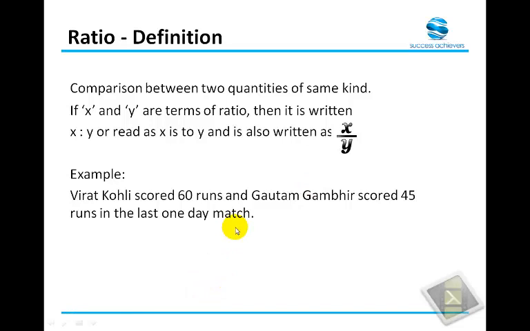So for example, if you have a statement which says Virat Kohli scored 60 runs and Gautam Gambhir scored 45 runs in the last one-day match, what is the ratio or comparison? Ratio of runs scored by them. So that is 60:45, which can be reduced, right? Both are divisible by 15. 15 fours are 60, 15 threes are 45. So we have the ratio as 4:3.